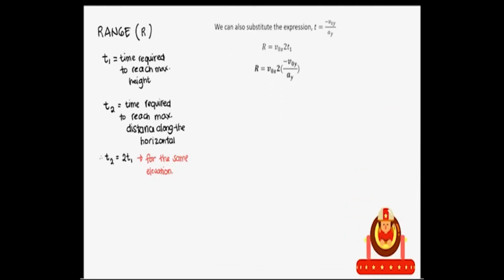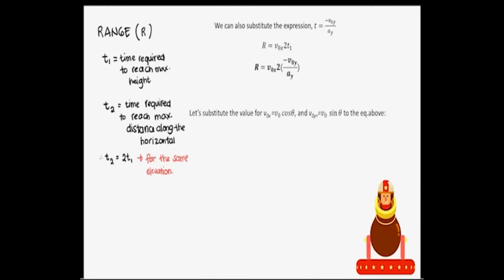We can also substitute the expressions V sub 0 x is equal to V sub 0 cosine theta and V sub 0 y is equal to V sub 0 sine theta into the equation above. So, substituting the expressions for V sub 0 x and V sub 0 y, we have 2 times V sub 0 cos theta times negative V sub 0 sine theta all over A sub y.